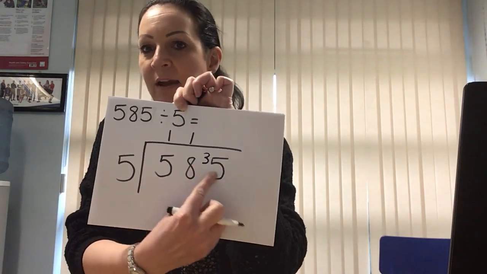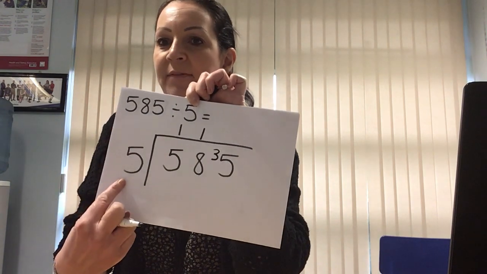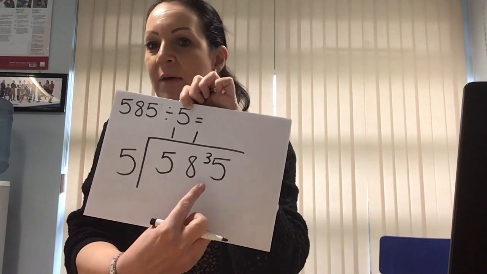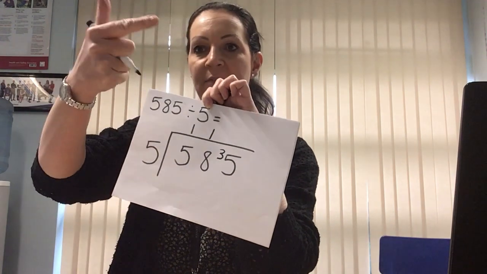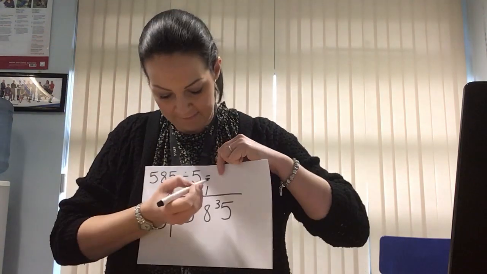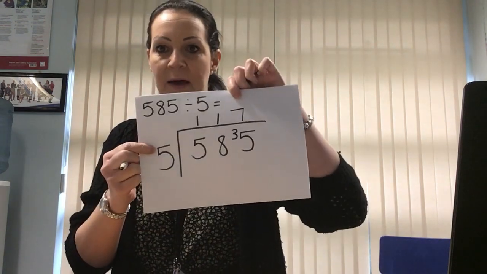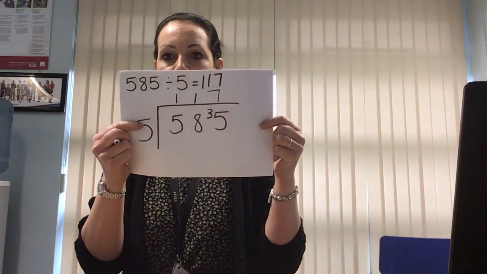So if you now look, I've now made the number 35. Okay? We ask ourselves the question again. How many 5s go into 35? 5, 10, 15, 20, 25, 30, 35. 7 lots of 5 go into 35. So 585 divided by 5 would be 117.